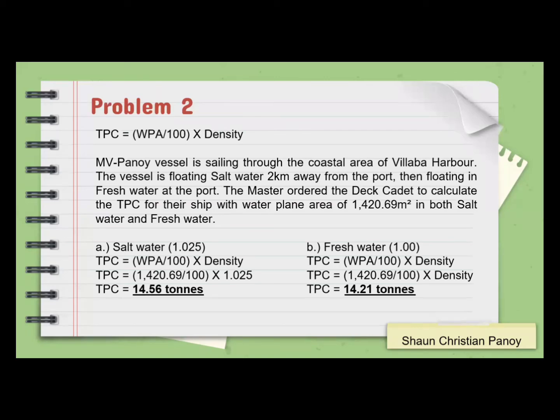In the next one for fresh water, the value of density is 1.00. So the formula TPC equals water plane area divided by 100 times density. So distribute 1,420.69 divided by 100 times density, which is 1.00. If I calculate that one, we will get the value of 14.21 tons for the TPC in fresh water. So the next reporter will be Cadet Herman.